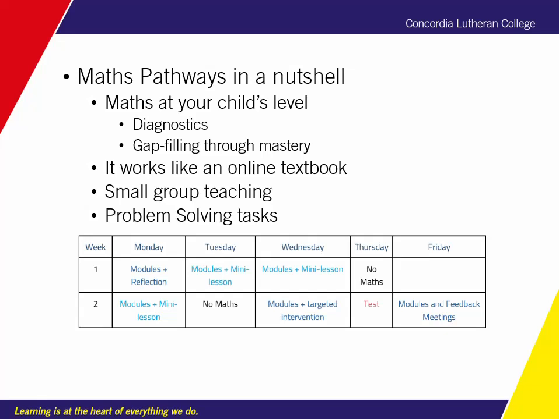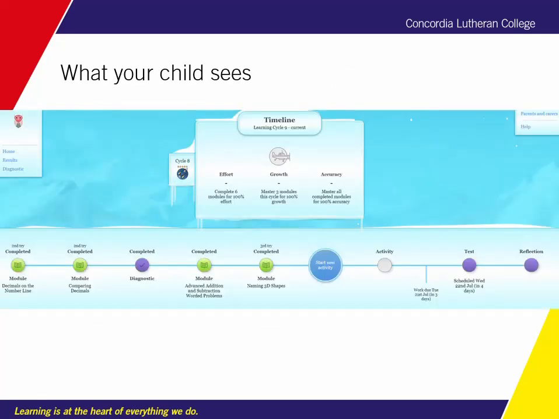Now, what does it look like if your child logs in? What your child sees is something that looks like that. As you can see in the top left-hand corner, they've got home, results, diagnostic or data. What is in there is a user interface we'll look at a little bit later, and I'll highlight what they can see. On the top right-hand corner, we've got parents, carers, help. You can see they have all the previous cycles and information available to them.